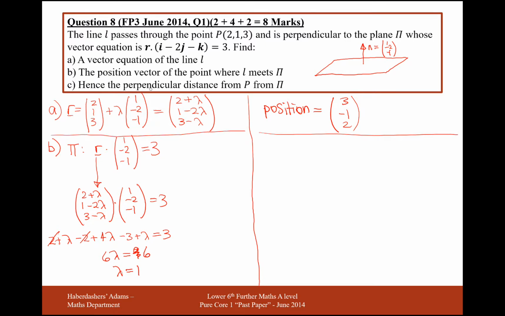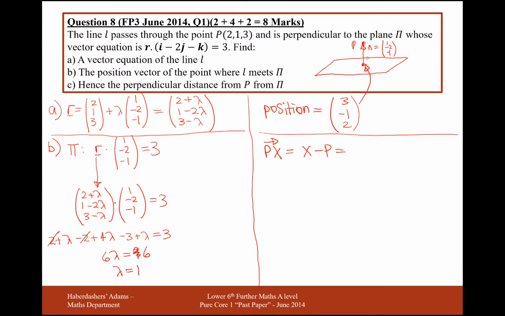Part C asks me to find the perpendicular distance from P to the plane pi. So let's say we have the point P up here. The perpendicular distance down to our new position down here is just going to be the magnitude of the distance. So let's call this position coordinate x, and we do x take away p.